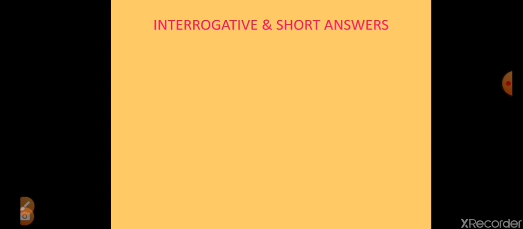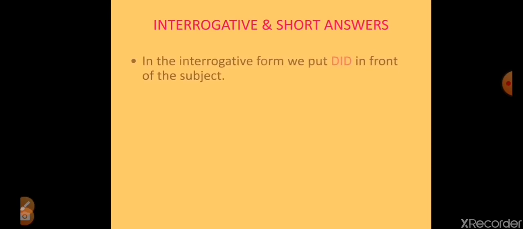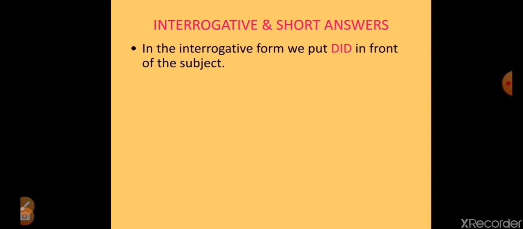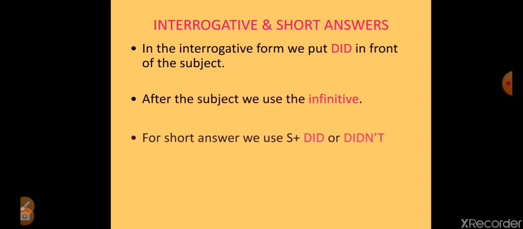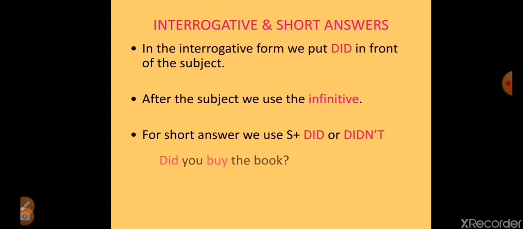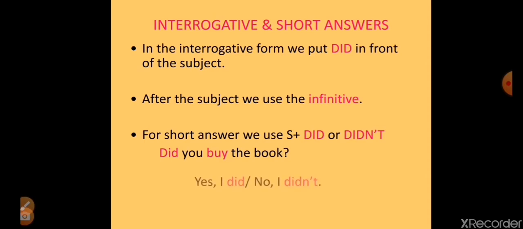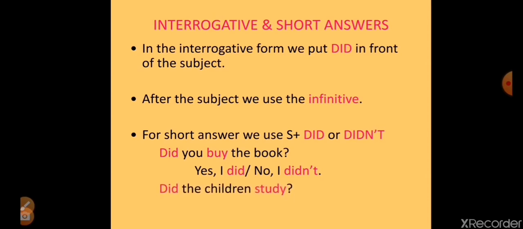It's the same. Now, the interrogative or the question and the short answers. In the interrogative, we form the sentence by putting did in front of the subject. After the subject, we also put the infinitive. For short answers, we use the subject plus did or didn't. For example, did you buy the book? Did is the auxiliary, you is the subject, buy is in the infinitive. Yes, I did. No, I didn't. Did the children study? Yes, they did. No, they didn't. Now it's your turn, please.